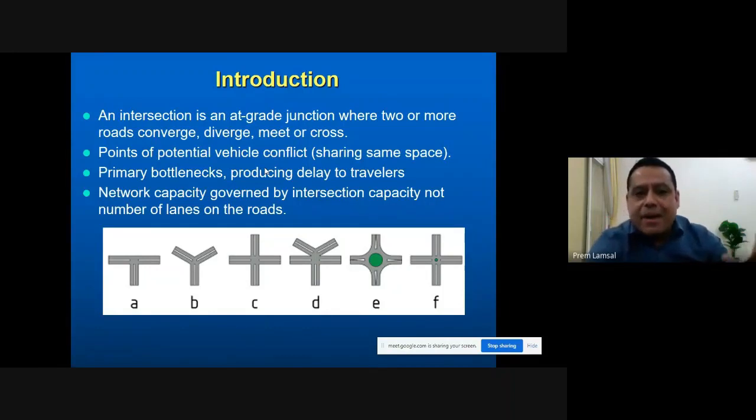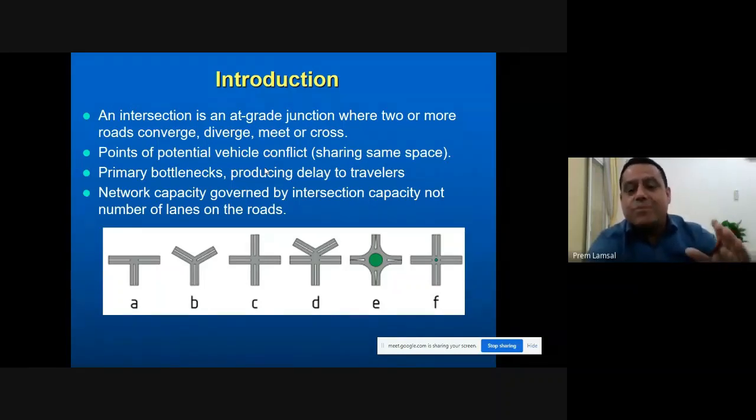Next, they are the primary bottlenecks and produce delay to travelers. Again, what is happening? This space is being shared by the motorists of two or more different roads. So when they are sharing the same space, naturally there is a delay to the travelers, and they create bottlenecks. And I would like to highlight this: the network capacity is governed by the intersection capacity, not by the number of lanes on the road.